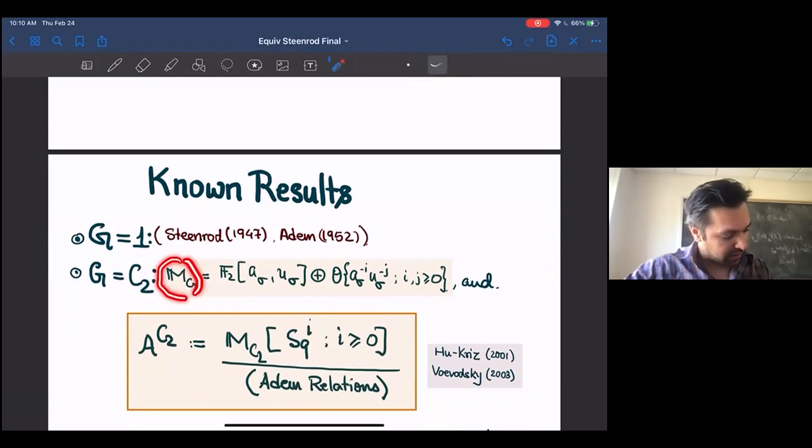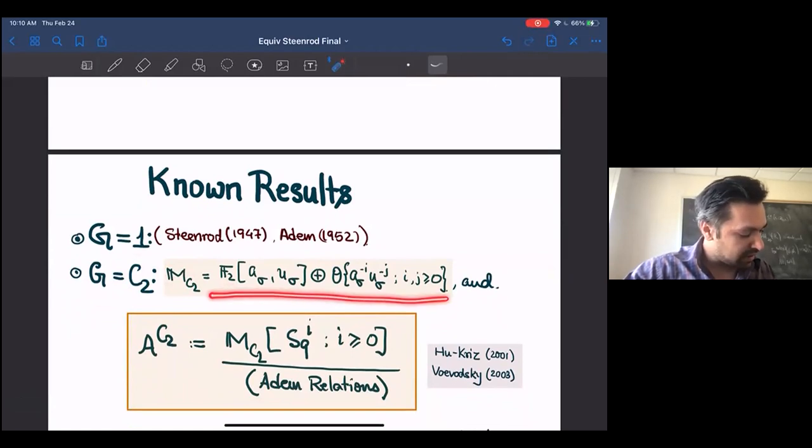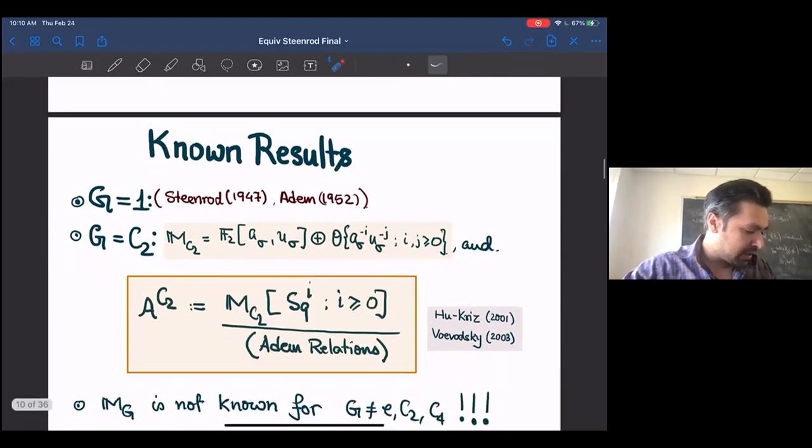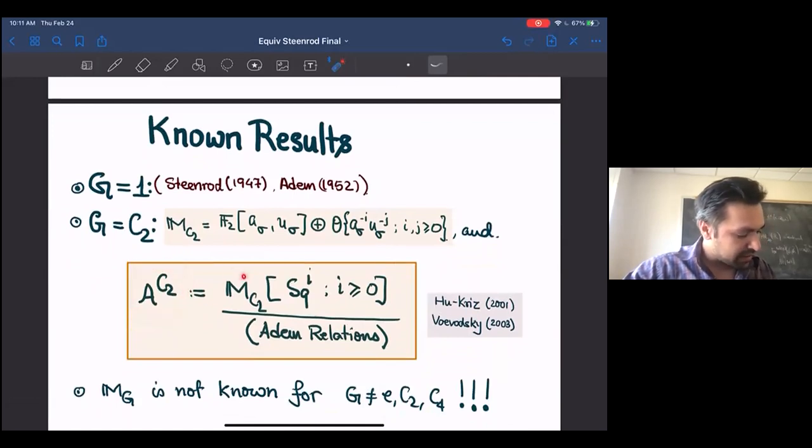In this case, the coefficient ring, which is the homotopy group of the Eilenberg-MacLane spectrum, turns out to be this ring. It consists of two parts. The first part is a polynomial on a sigma and u sigma with certain grading, and the second part consists of a generator theta, which is infinitely divisible by both a sigma and u sigma, and this is often called the negative cone. And it turns out that the mod 2 Steenrod algebra is free over this coefficient ring, generated by the squaring operation Sq^i for each integer i greater than zero, modded out by Adem relations, which are different from the classical Adem relations.